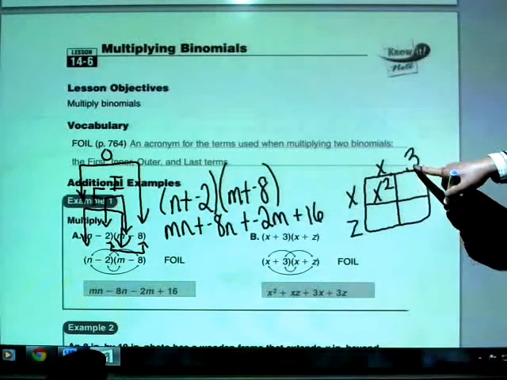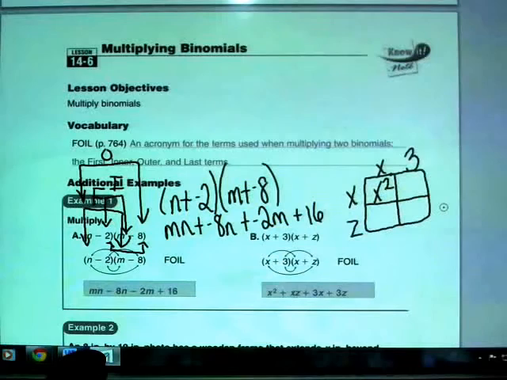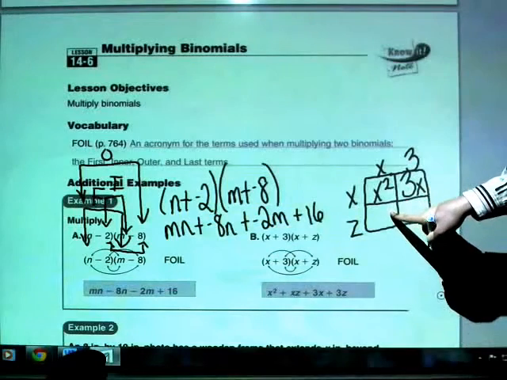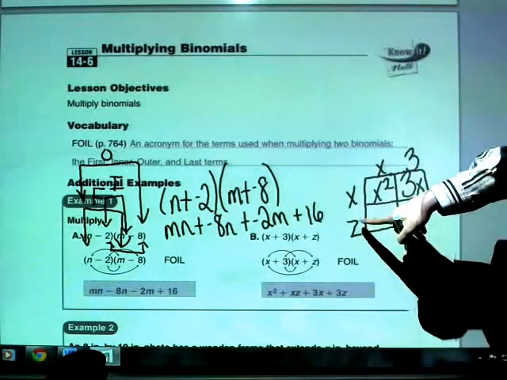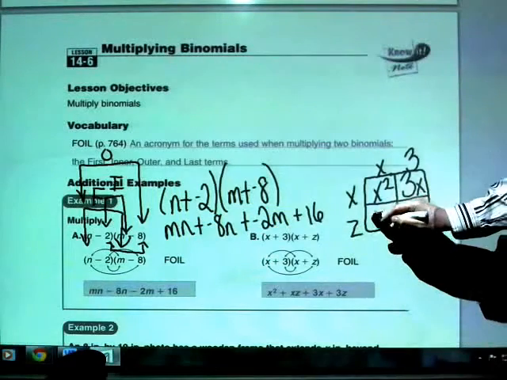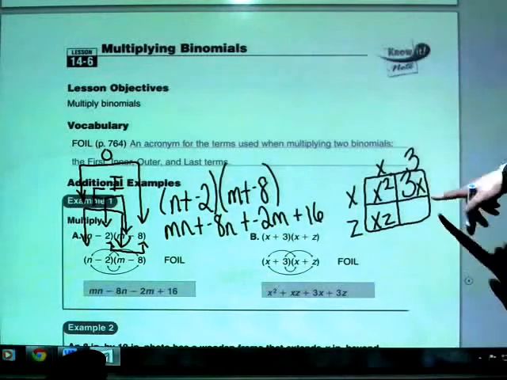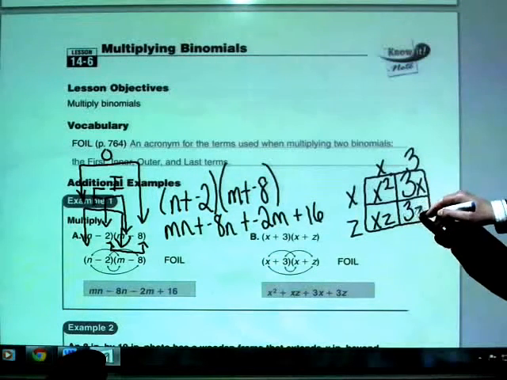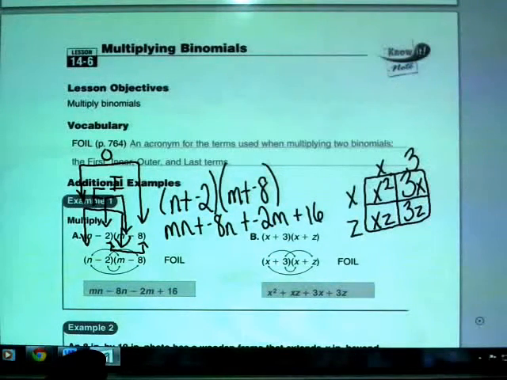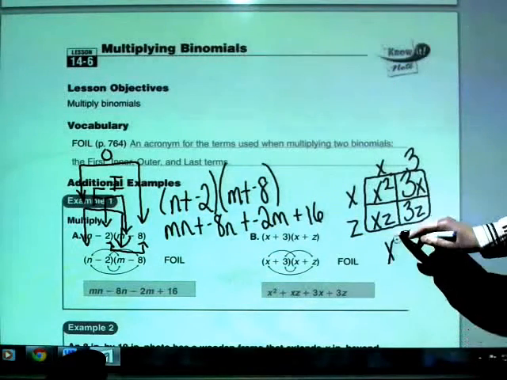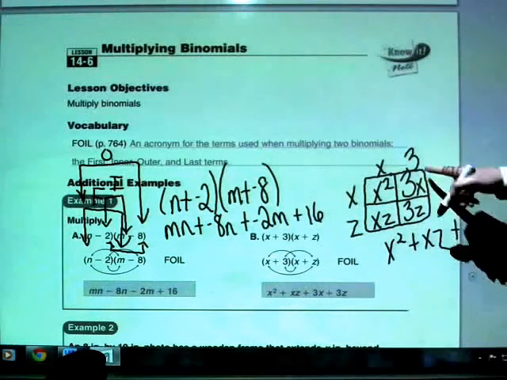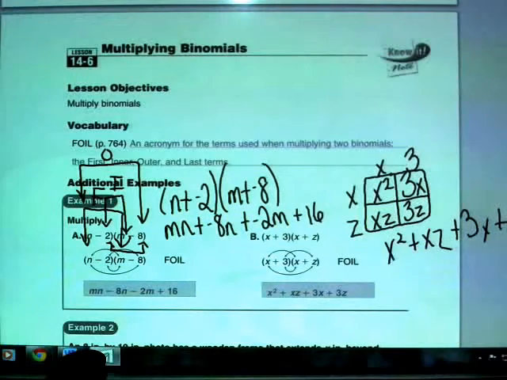In this box here, I have 3 above it and x to the left of it. So I just run those together, and that's going to give me 3x. In this box here, I have x above it and z to the left of it, so I'm going to combine those, and that's going to give me xz. And in the final lower right box there, I have 3 above it and z to the left of it. I combine those, and that's going to give me 3z. And all I'm going to do now is combine these all with addition signs. So I've got x squared plus xz, which is here, plus 3x, which is here, plus 3z, which is there.